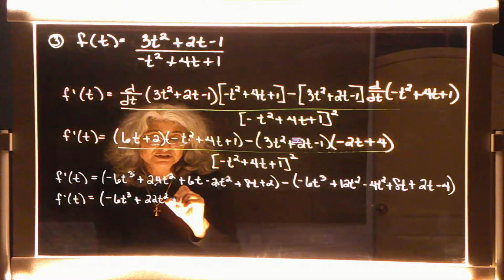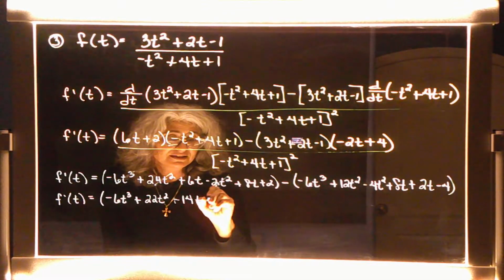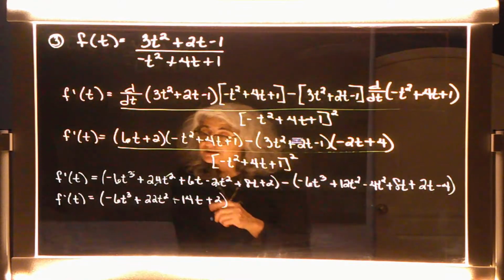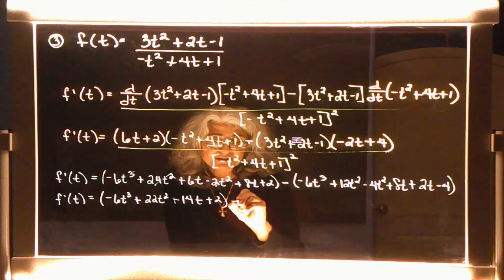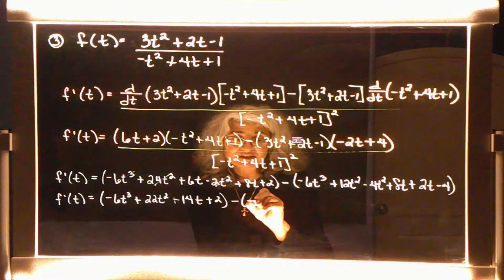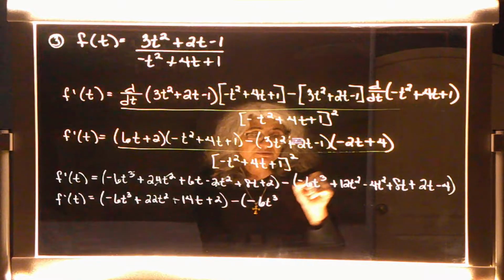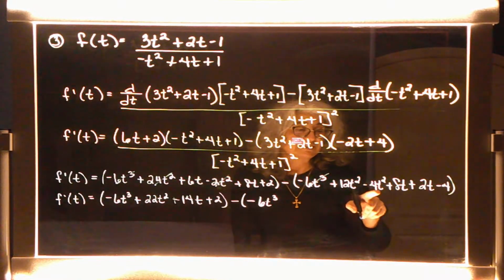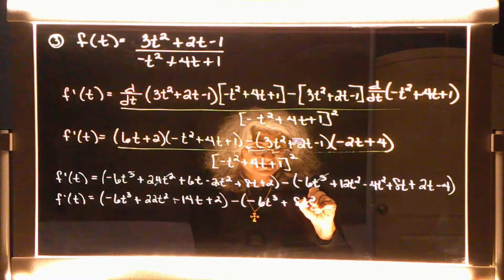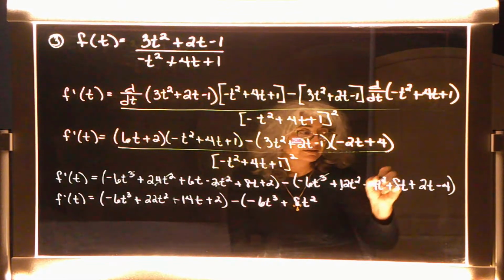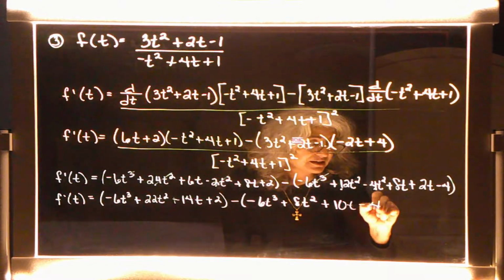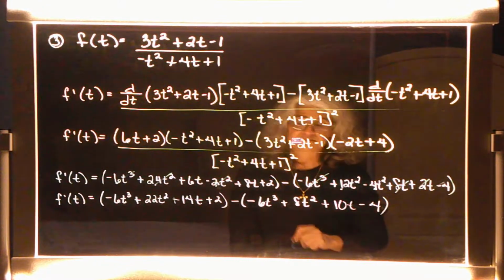And that looks like a 14t and a plus 2. Are you in agreement with me on that? All right, let's look at the second parenthesis. That's the only t cubed, isn't it? Negative 6t cubed. And that looks like what? A positive 8t squared. And that looks like a positive 10t. And then a minus 4.